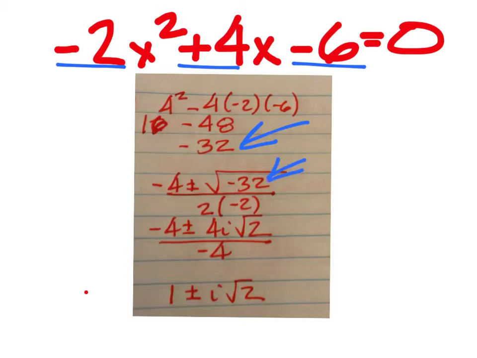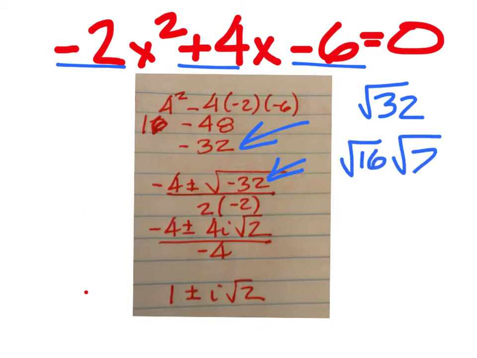So dump it in here. Naturally, you take out an i, but the square root of 32 can simplify to square root of 16 square root of 2. So that's 4 square root of 2. That's why we have this 4i there.